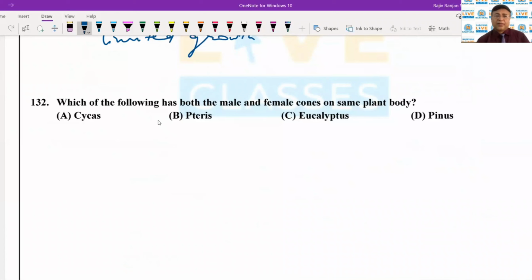Which of the following has both the male and female cones on the same plant body? The options are cycas, pteris, eucalyptus, and pinus. Here the correct option is the pinus. Pinus is basically monoecious.